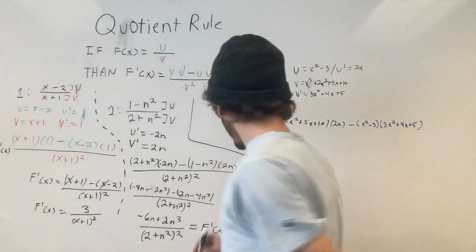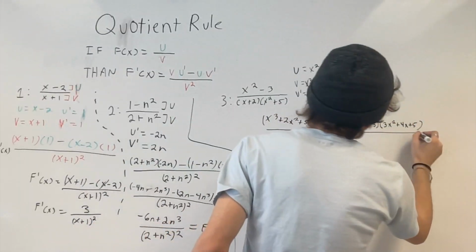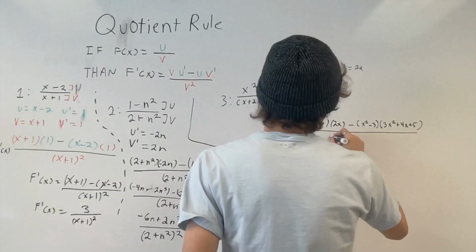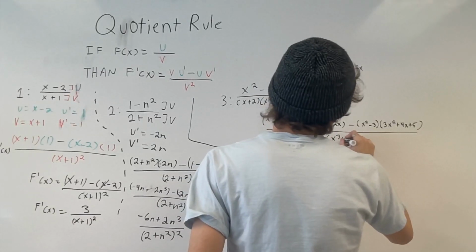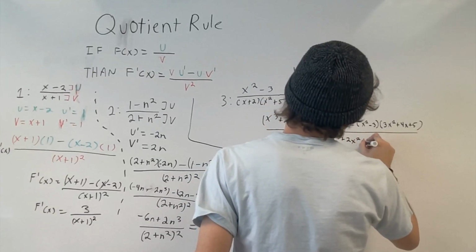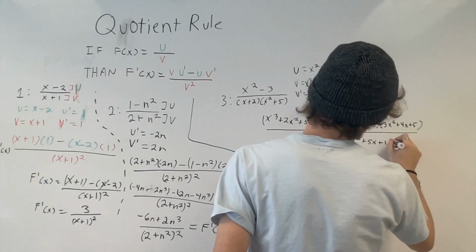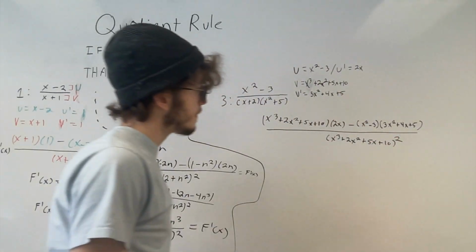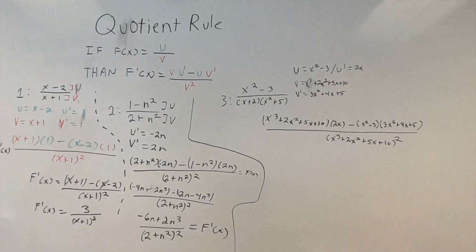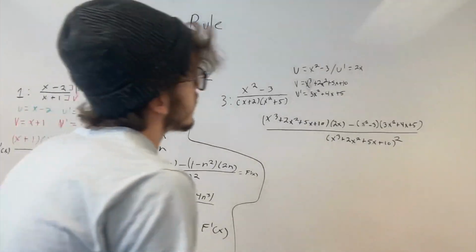Now this is where it gets a little crazy. And we need to take x to the third plus 2x squared plus 5x plus 10. It gets a little crazy because now we have to distribute everything out, and that is a total pain. So let's go ahead and do that here.